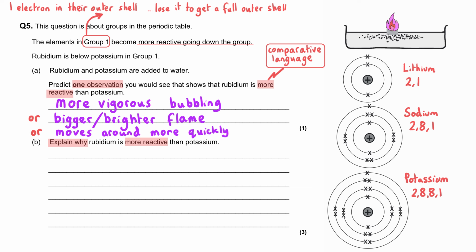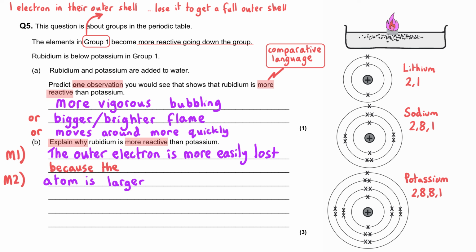And so, if rubidium is more reactive than potassium, it must mean that the outer electron is lost more easily, or that it requires less energy to remove the outer electron. And this is because the atom is larger and has more shells.